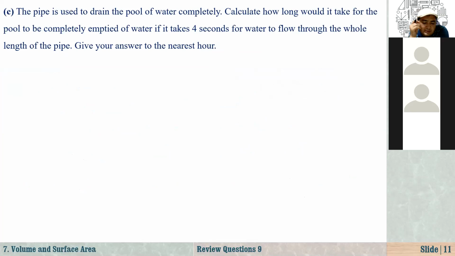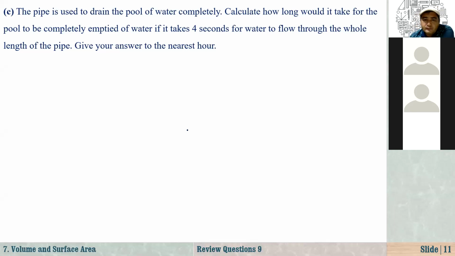Ibrahim, can you read question C? Okay. Second. The pipe is used to drain the pool of water completely. Calculate how long will it take for the pool to be completely emptied of water, if it takes 4 seconds for water to flow through the whole length of the pipe. Give your answer to the nearest hour.